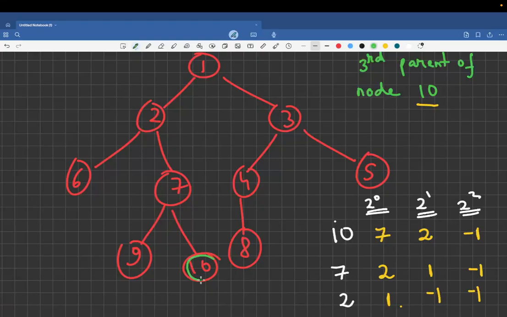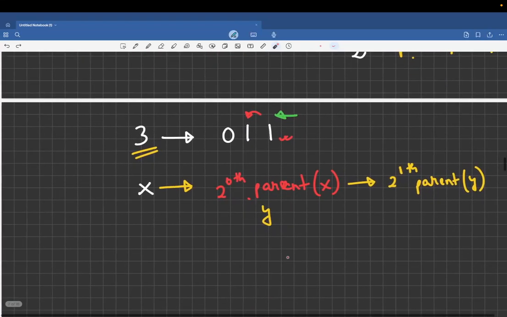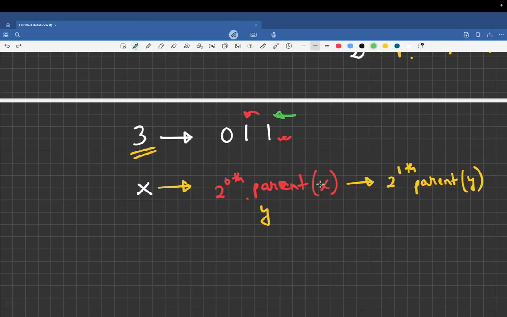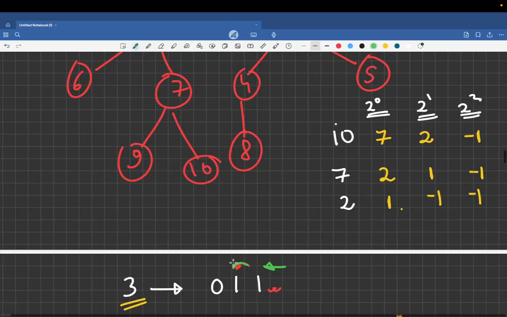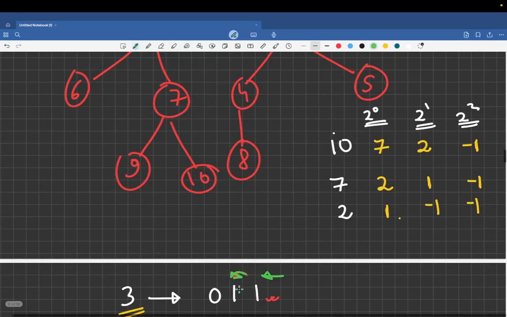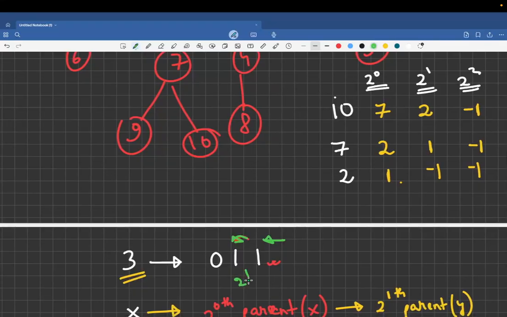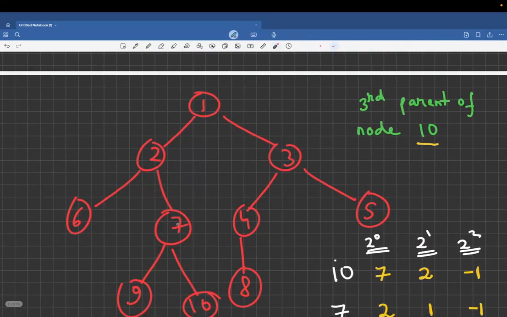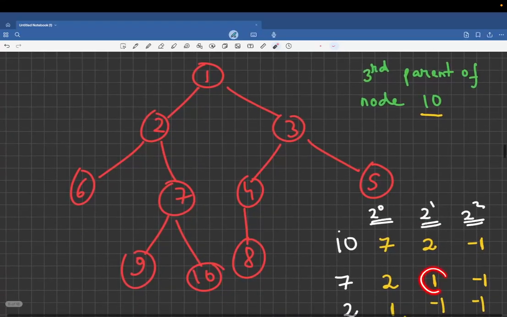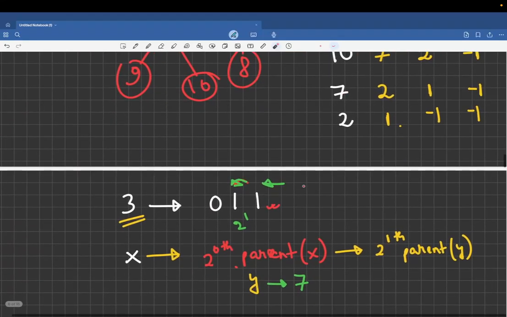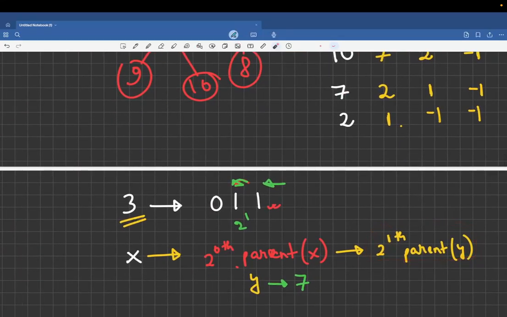Can you guys tell me what is the first parent of 10? The first parent of 10 is 7, right? So over here, the value of Y that I will get will be 7. Now I move to this other bit, and since this bit is also set and this position is 2 power 1th position, I will look at the 2 power 1th parent of this particular node 7, and I can clearly see from the table that the 2 power 1th parent of node 7 is 1. So now when I perform this 2 power 1th parent of Y, I will get the node as 1.